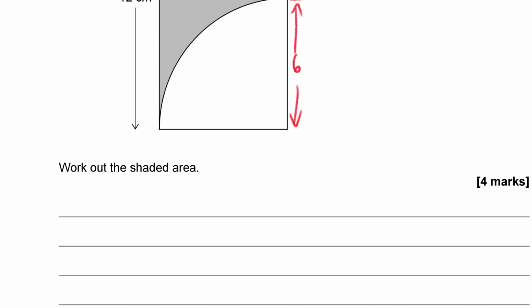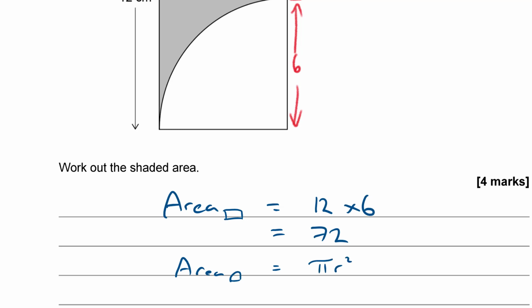So then the area of the rectangle, which I'm just going to draw a rectangle like that, area rectangle, that's going to be the 12 times the 6, which is 72. Okay, and then I've got my area of a quarter circle. Quarter circle is going to be, well, the area of a circle is pi r squared, isn't it? Pi r squared, but I've only got a quarter circle, so it's a quarter of that. And we know the radius is 6, so it's pi times 6 squared over 4.